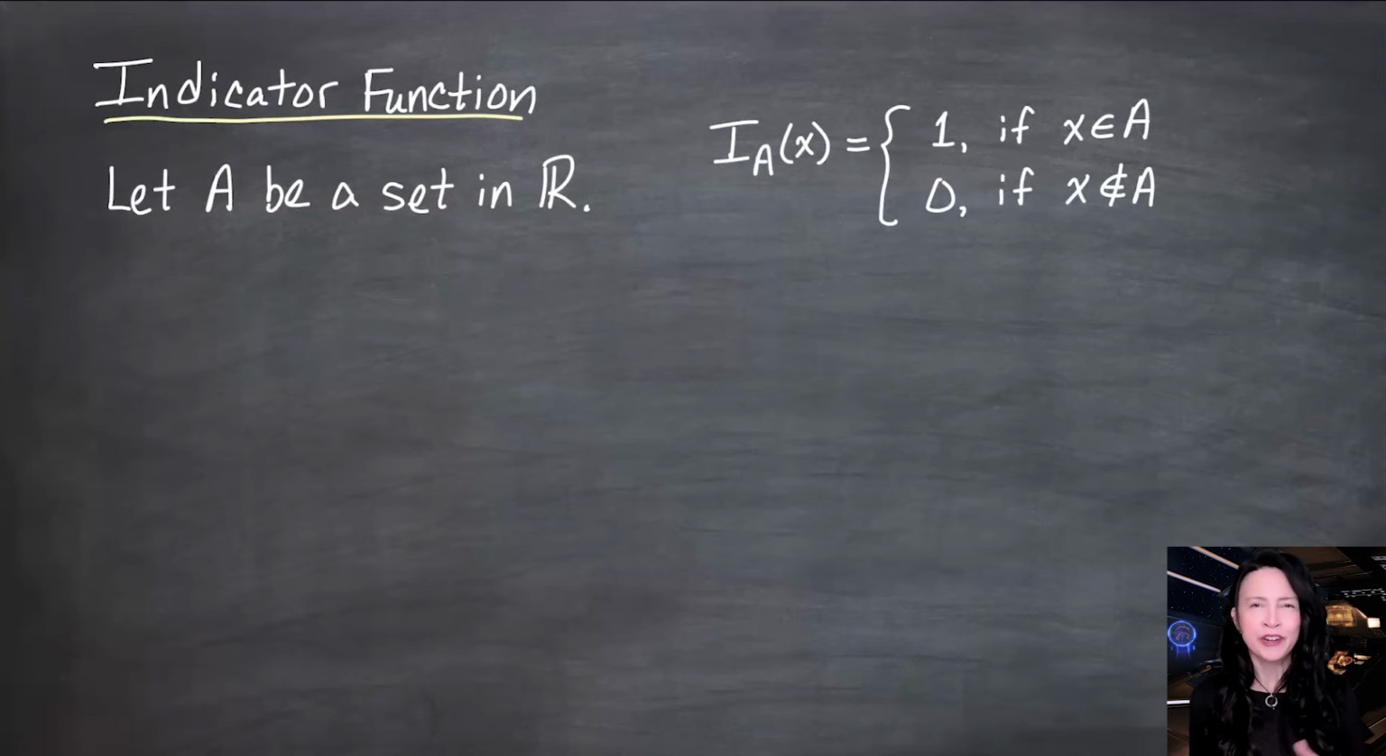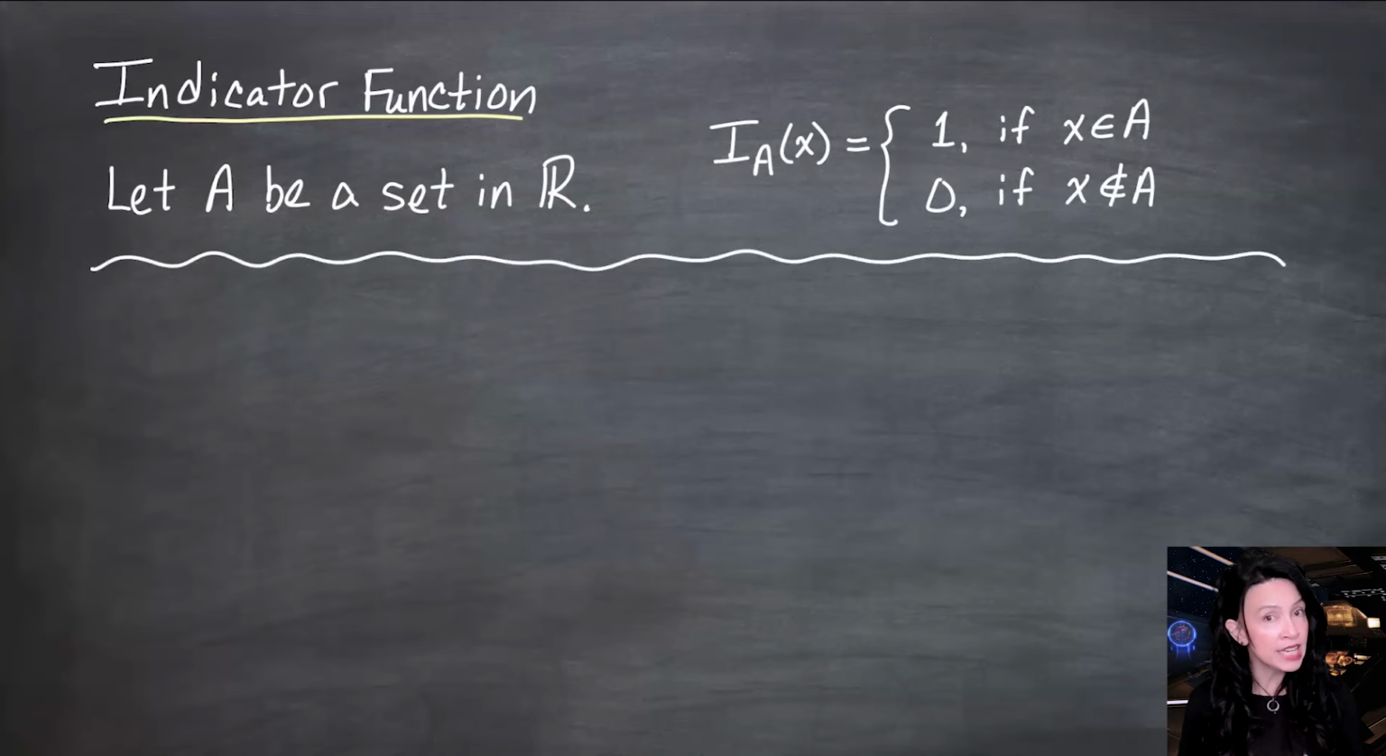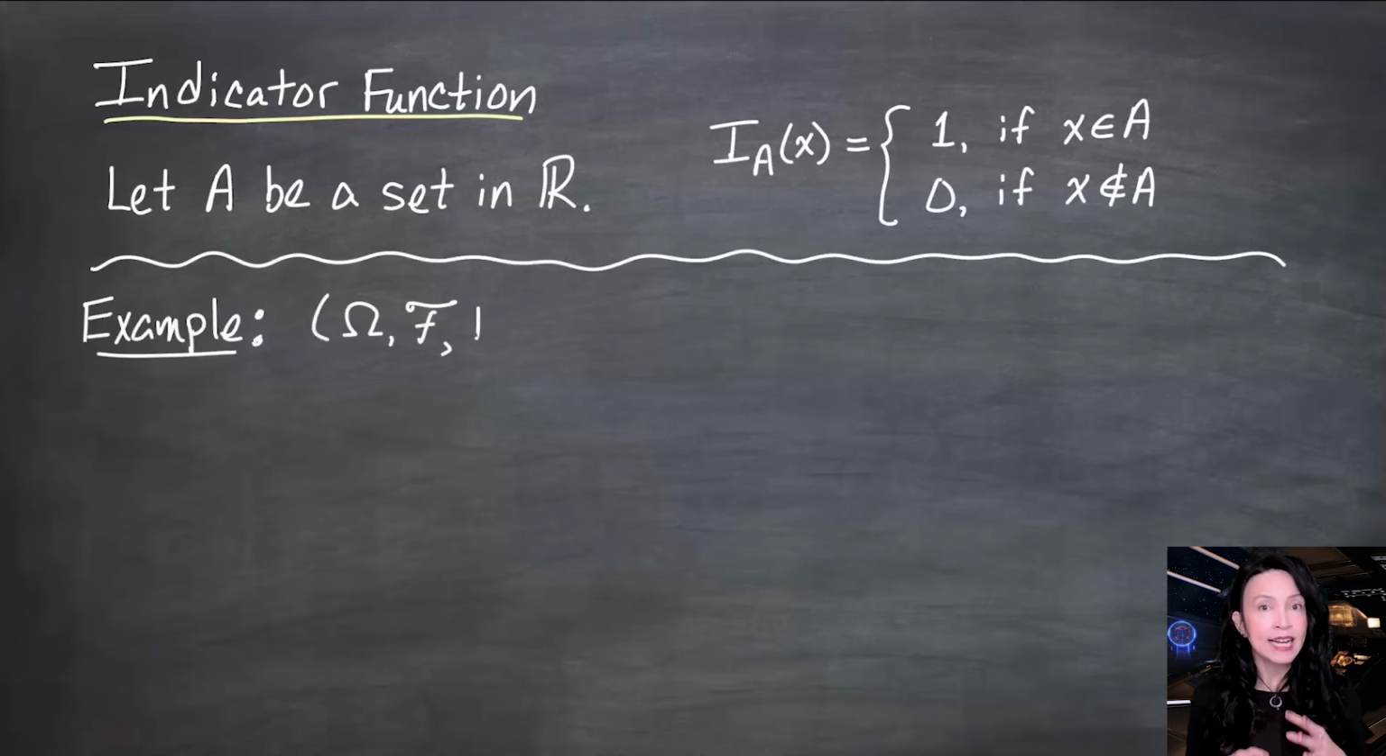Okay, so we've been out of measure theory for way too long. Let's look at a probability space consisting of an omega, a curly F, and a P. I'm going to take any set A.